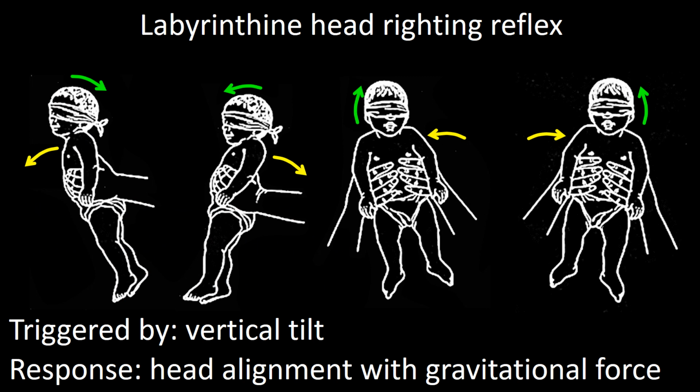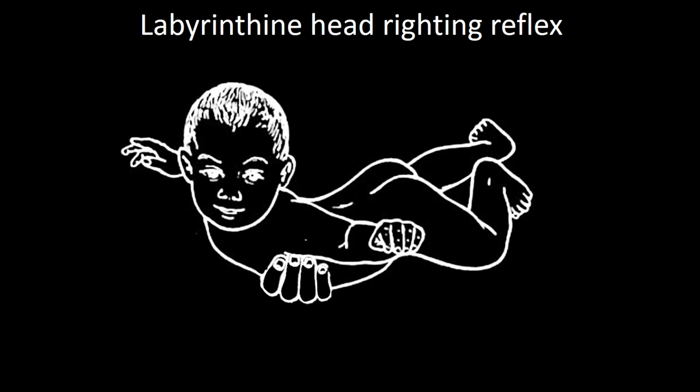In humans, the labyrinthine head-righting reflex is triggered by several maneuvers, such as changing the position of a blinded infant by vertical tilting, as indicated by the yellow arrows. Such maneuvering will trigger head alignment with gravitational forces, as indicated by the green arrows. The labyrinthine head-righting reflex can also be triggered by holding the patient parallel to the ground.